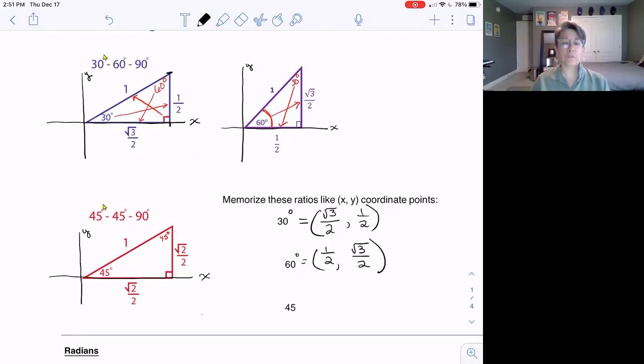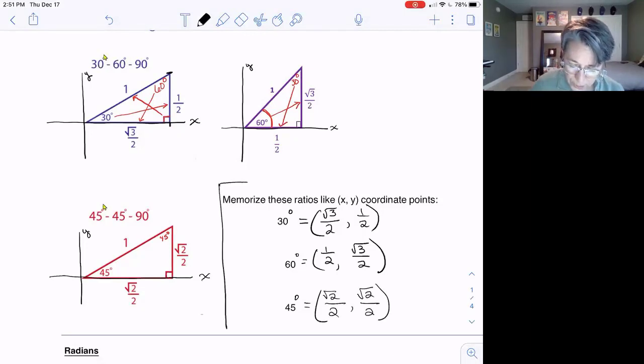We love 45, 45, 90-degree triangles. That 45-degree, because they're both the same, rad 2 over 2, rad 2 over 2. So here's what I want you guys to do is to memorize, let's box these in.